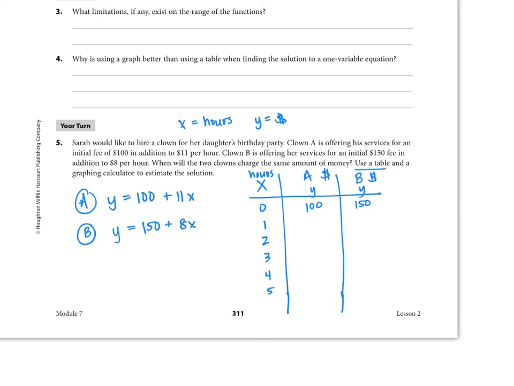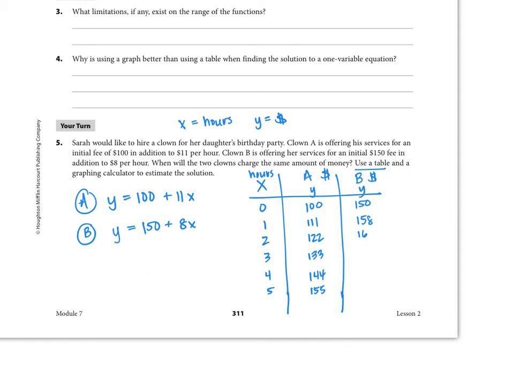So clown A, $11 per hour means that 1 hour it's 111, then it's 122, and 133, and so on. Okay, let's stop at 5 hours for now. I don't know if I'll need to keep going. Clown B, $8 per hour added on top of the 150. So 1 hour would be 158, then 164.